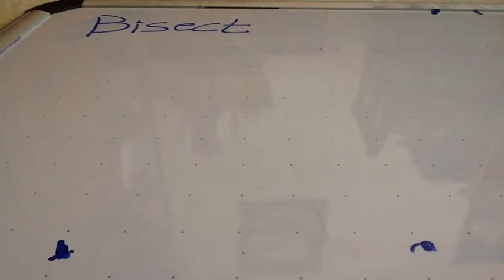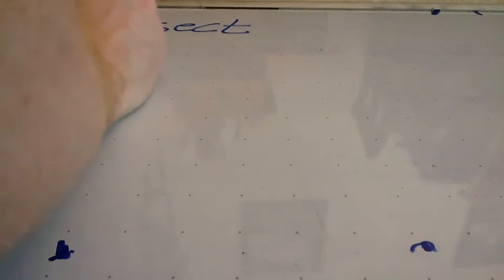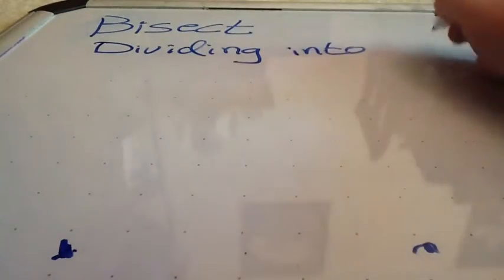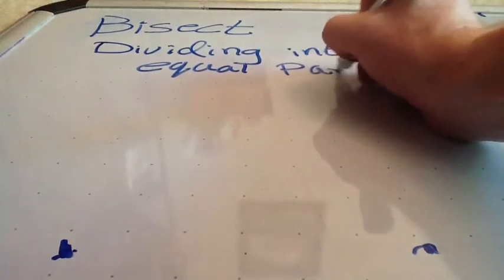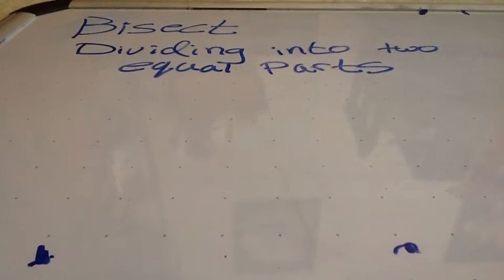All right. Our next term that we really need to have down before we go any further is the term bisect. And when I talk about bisecting, I'm going to be dividing into 2 equal parts. So what that means is I'm going to be taking some segment or angle and breaking it in half.